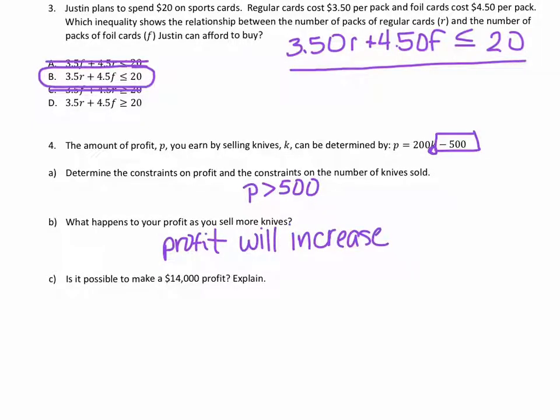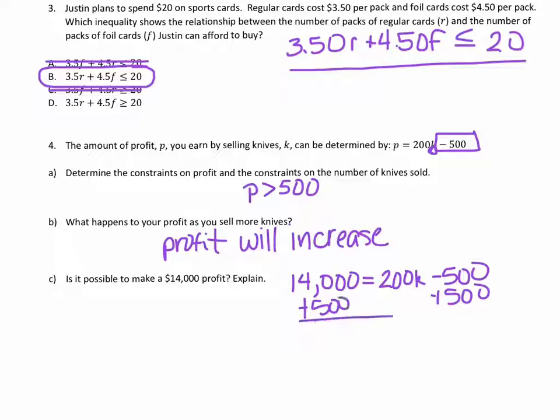Is it possible to make $14,000 profit? So let's see what happens if I wanted P to be 14,000. So we have 200K minus 500. Start off by adding 500 to both sides. And that says 14,500 equals 200K. Divide both sides by 200.